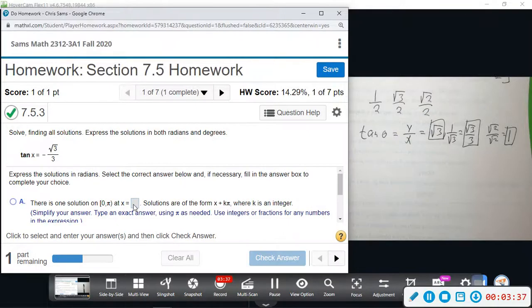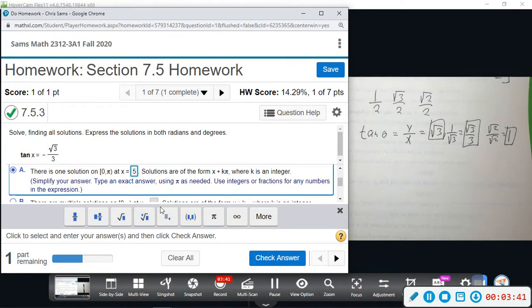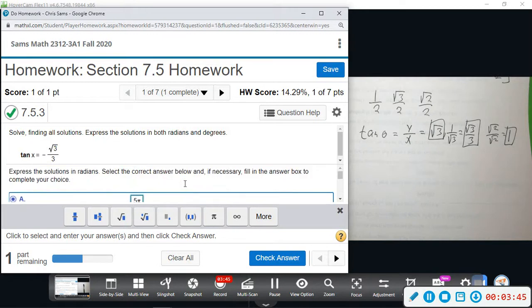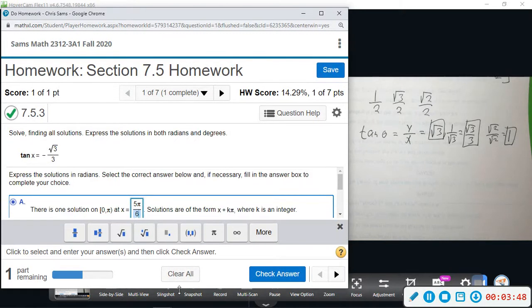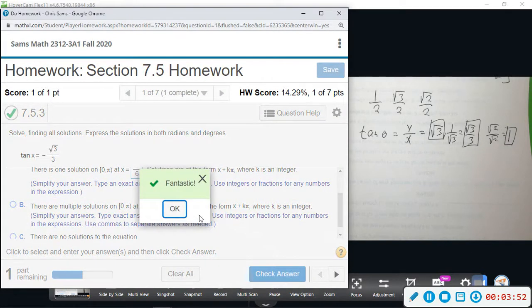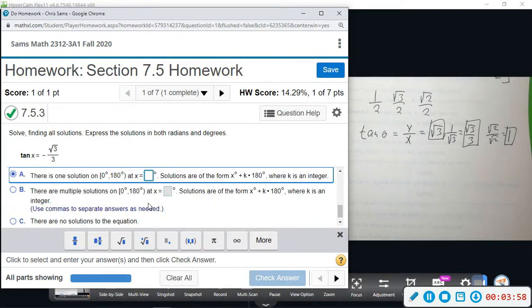So we want the first one in radians. 5 pi divided by 6. Alright, and there's a part 2. I want to know that same thing in degrees, so that would be 150.